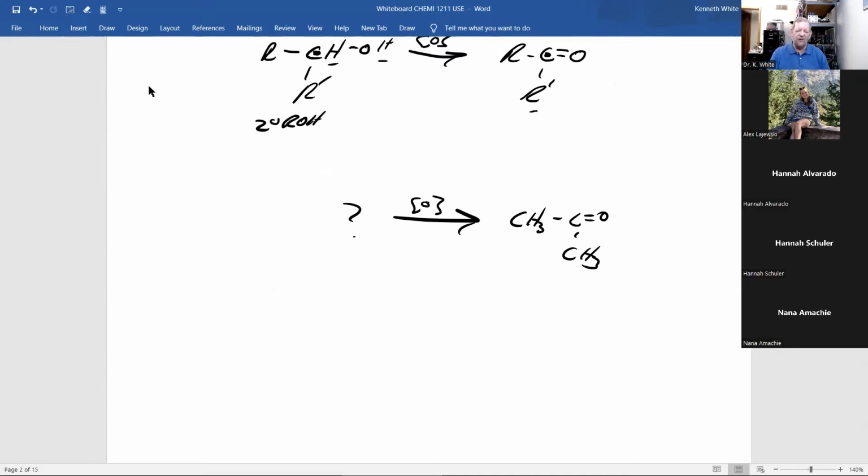And here's one more for you to try. What would be the starting material that I oxidized to make that compound?